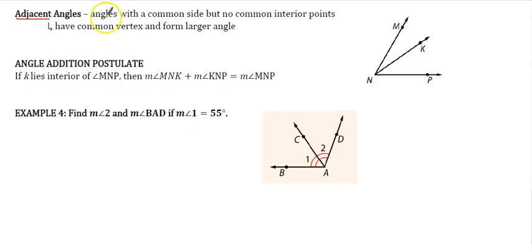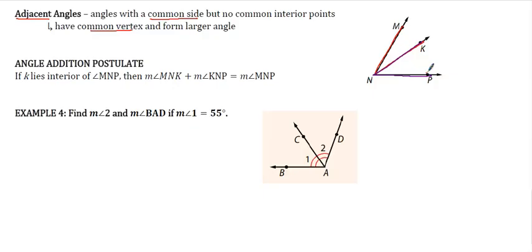So adjacent angles are angles with a common side. They're side by side. Okay, but they have no common interior points. They have a common vertex, and they also can form a larger angle. So if we look here, this angle, MNK, is adjacent to angle KNP.